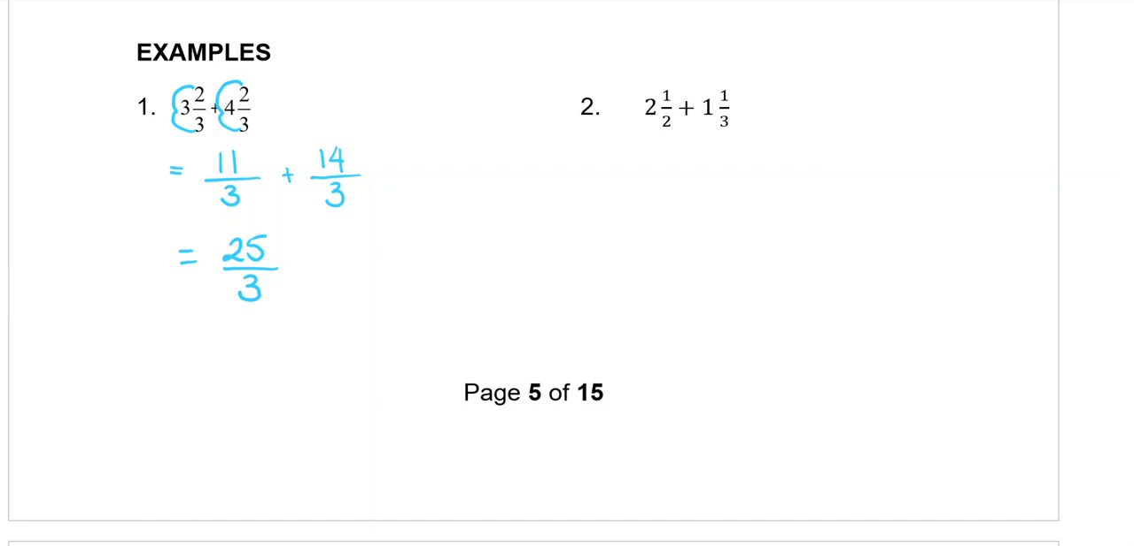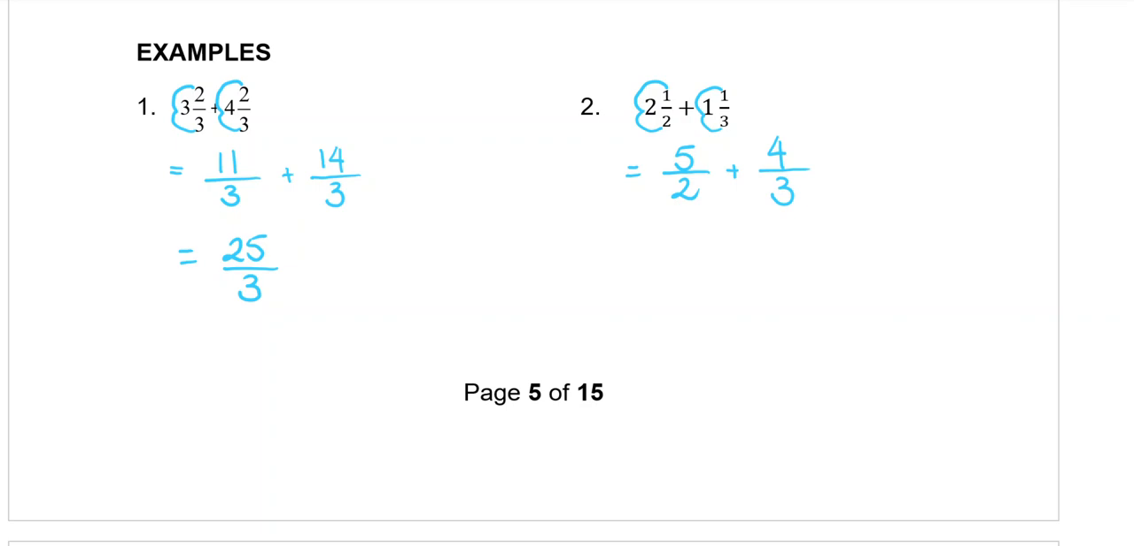Question 2. Let's go through the process again. First step is to change each of the numbers into improper fractions. So for the first one, 2 on the bottom stays on the bottom. Then times the 2 with the 2 and add on the 1. 2 times 2 is 4, plus 1 makes 5. Do it again for the second one. 3 on the bottom stays on the bottom. 3 times 1 is 3, plus the 1 makes 4.